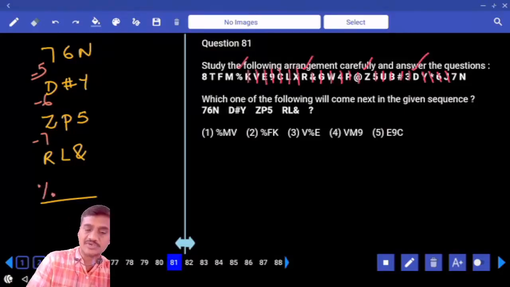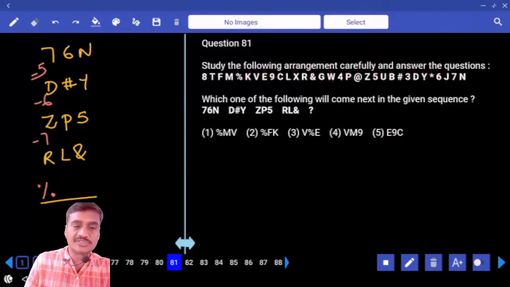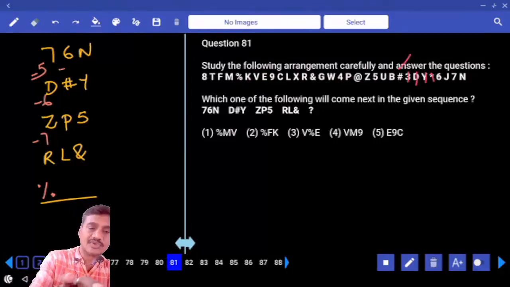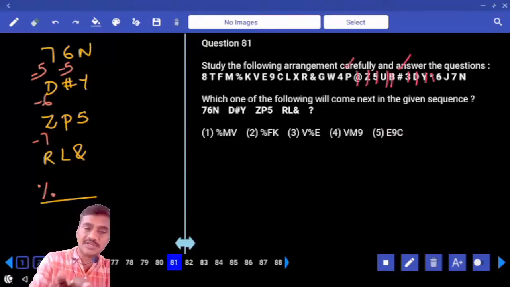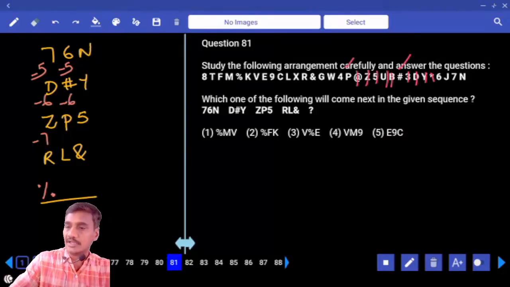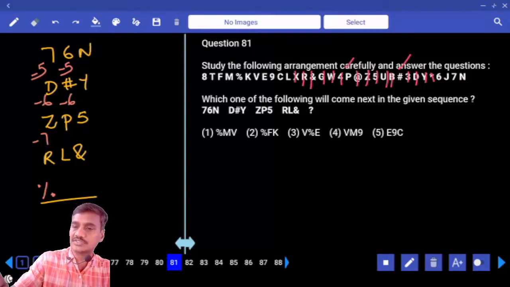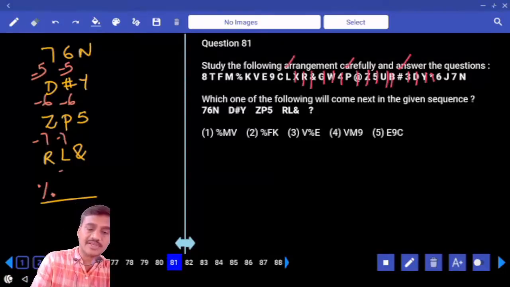And the first element is what? A percentage. Then coming to the second, 6 and a hash. And 6 and a hash, 1, 2, 3, 4, 5, minus 5. Hash and P, 1, 2, 3, 4, 5, 6, minus 6. And P and L, 1, 2, 3, 4, 5, 6, 7, L. And next one minus 8.